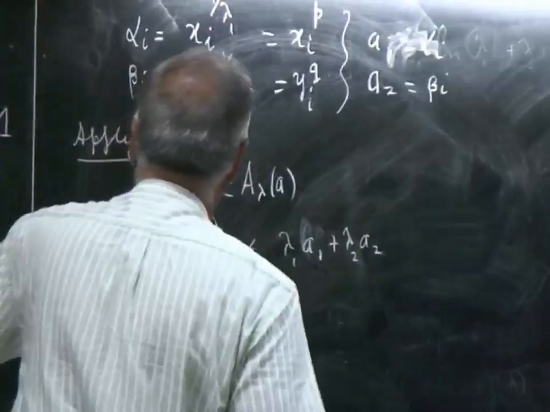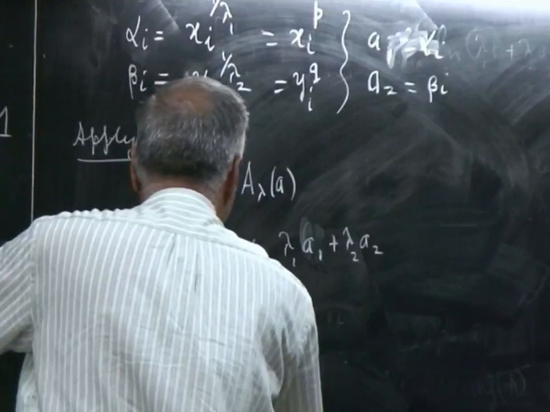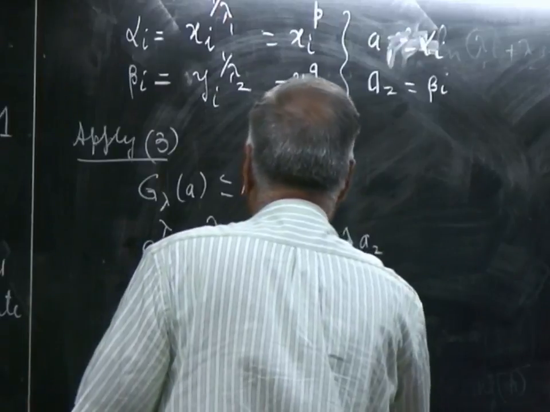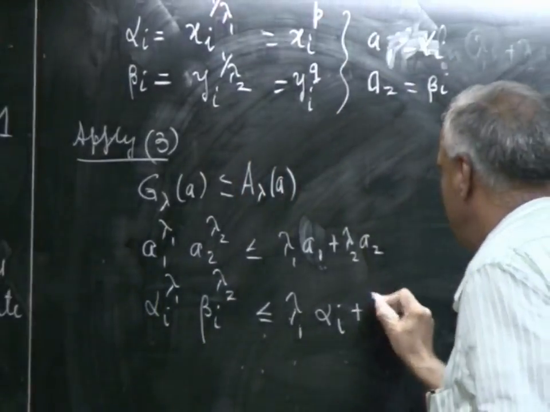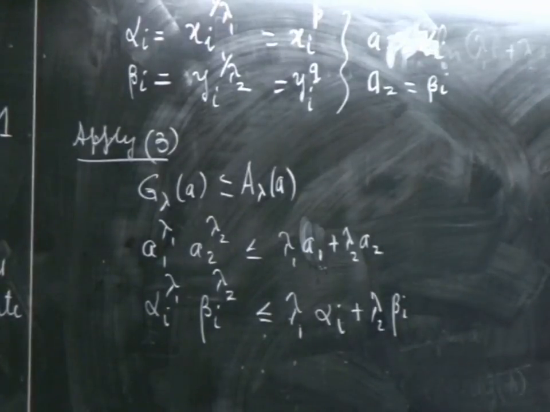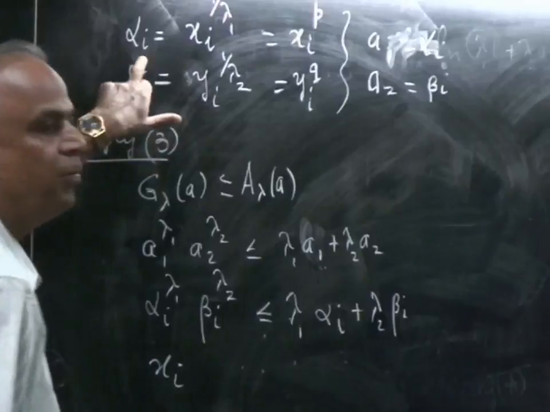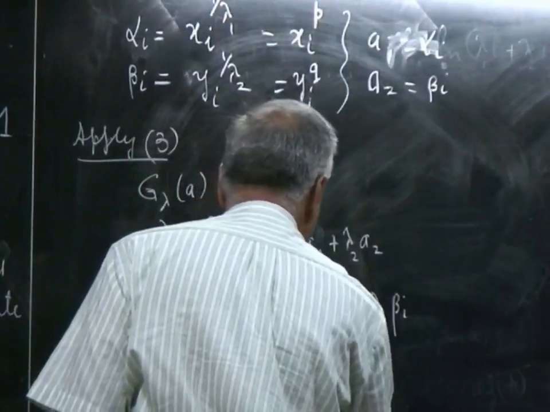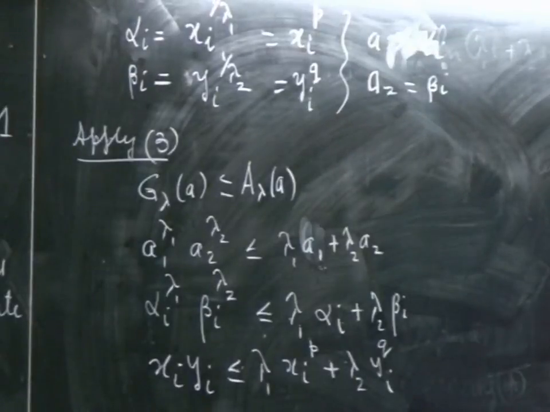What is this? A1 is alpha i power lambda 1, beta i to the power of lambda 2, less than or equal to, what was A1? A1 was alpha i and A2 was beta i. Okay. What is alpha i to the power of lambda 1? It is xi. Beta i to the power of lambda 2 is yi, less than or equal to lambda 1 xi power p plus lambda 2 yi power q. Is that okay?